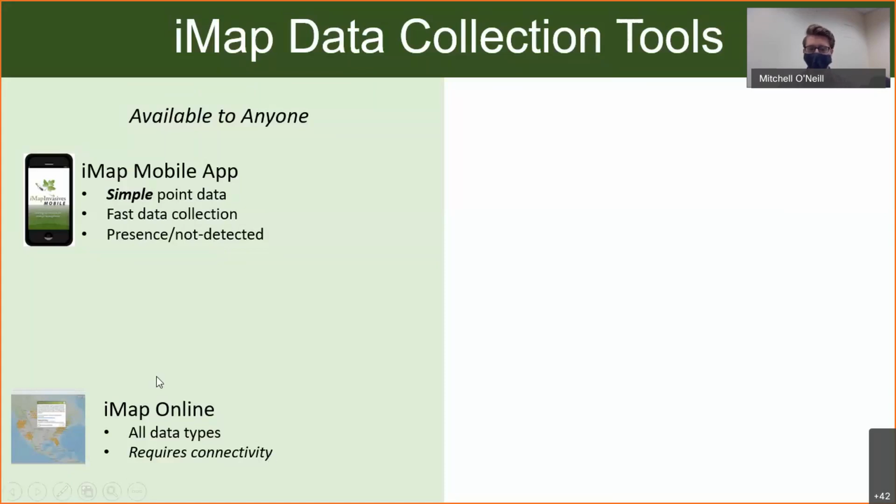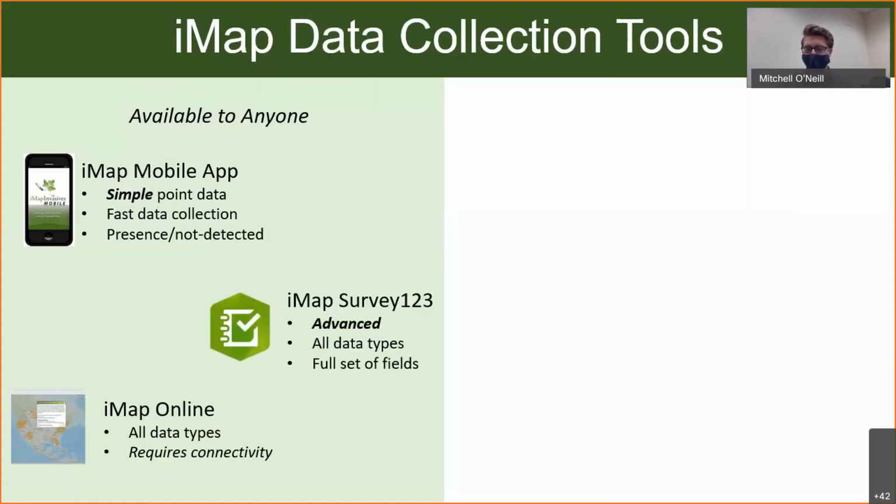And then there's also iMapInvasives Online. So you can do simple data collection, but you can also do complex data collection. You can do treatments, not detected, et cetera. But this does require connectivity. So sometimes it works out in the field, but if you're out somewhere remote, it might not work.